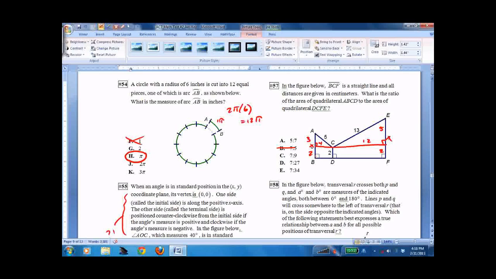you know what, I'll do it the long way. Area of ABCD is the triangle, which is 3 times 4 times half, 6, plus 2 times 4, 8, equals 14. And CDFE is 5 times 12 is 60, divided by 2 is 30, plus 12 times 2 is 24.